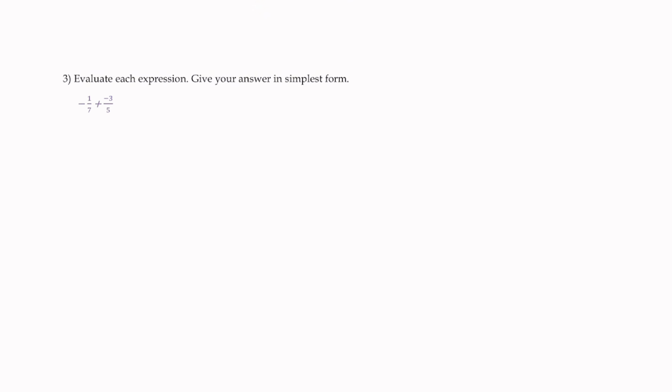Here comes the third one. Now here we have plus and minus. So our fraction is minus 1 over 7, and this is plus times minus giving us minus, so we put minus 3 over 5. Both are negative numbers. Now 7 and 5 do not share any common factors.